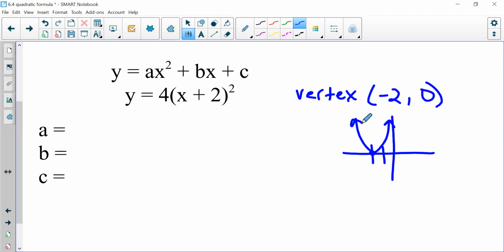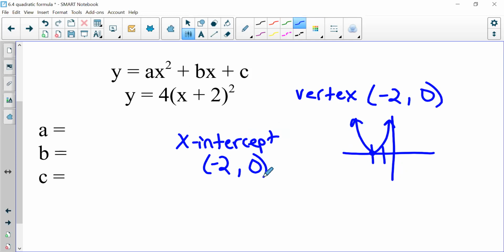So instead of FOILing and then using the quadratic formula, if we stop for a second, you could actually see I already know how to do this one because of chapter 4. The vertex is at negative 2, 0, which means it's sitting on the x-axis. So there's only one x-intercept, at negative 2, 0.